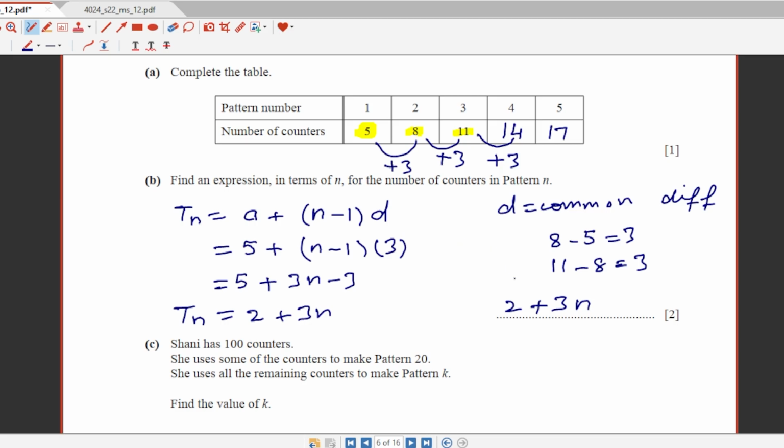You can also verify your answer, whether this expression is correct or not. If I place 3 in place of n, the answer should be 11, and if I put 2 as n, the answer should be 8. This is verification. This is not required in the question. This is just verification for our own self-satisfaction. 3 into 3 is 9, 9 plus 2 is 11. It means our expression is correct. I'm repeating, this is not required in the question. This is just for self-satisfaction.